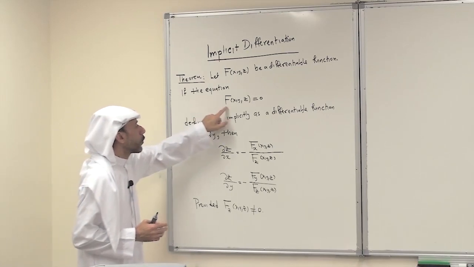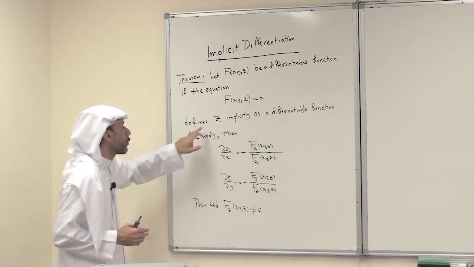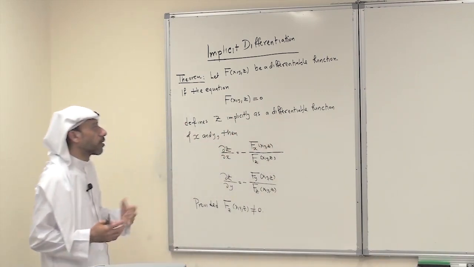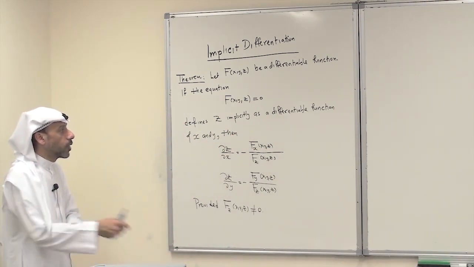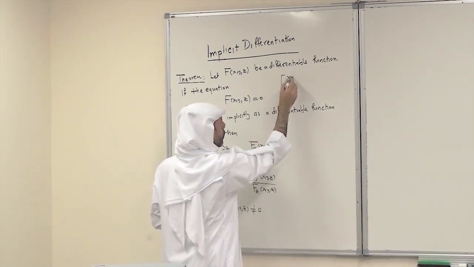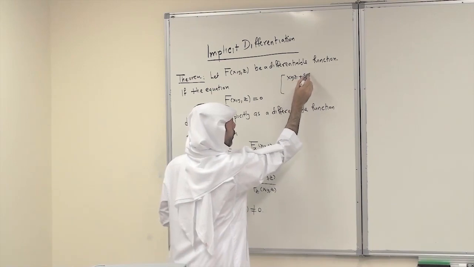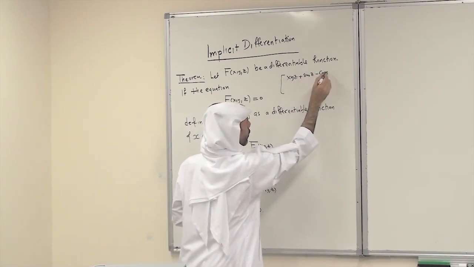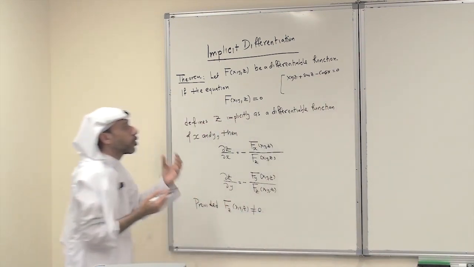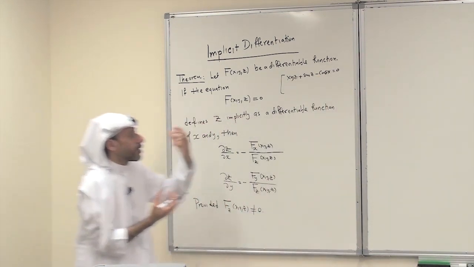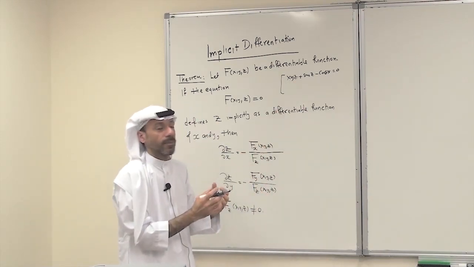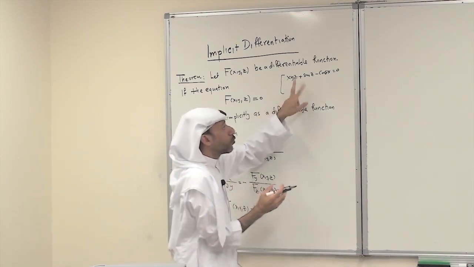If the equation F of x, y, z equal to 0 defines z implicitly as a differentiable function of x and y. So we may have an equation just like the example here, z plus sine z minus cosine x equal to 0. We may think of this equation as defining z implicitly as a function of x and y. So z is a function of two variables, x and y.